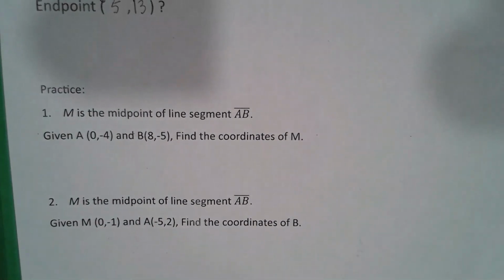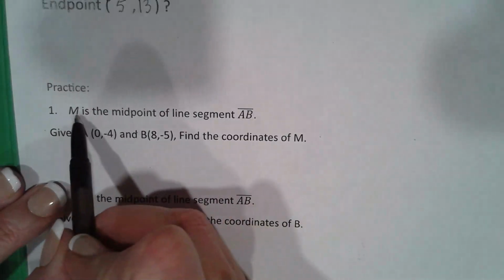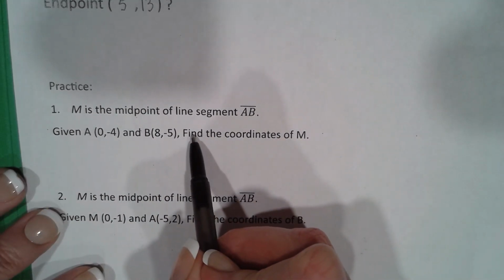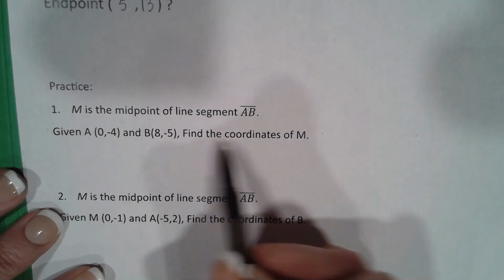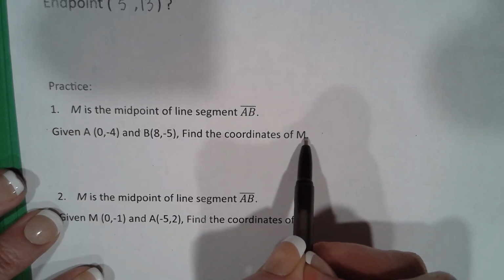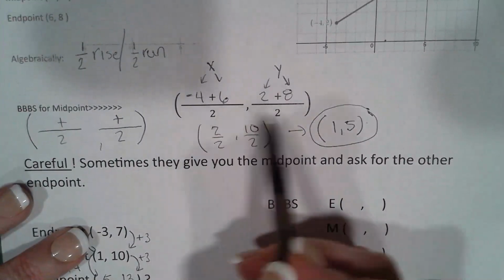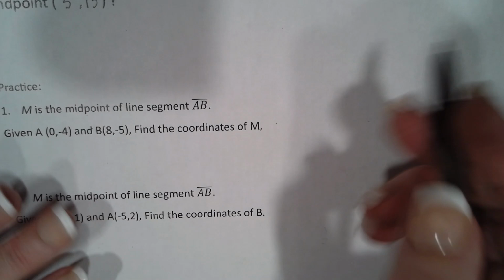Just take a minute and see if you can figure out which one of these wants you to find the midpoint and which one of these wants you to find an endpoint. Okay, so notice this says M is the midpoint, and then the last thing it asks you to do is find the coordinates of M. So this is a problem where you're looking for the midpoint. So you're going to come up here with your big bad Batchick structure.